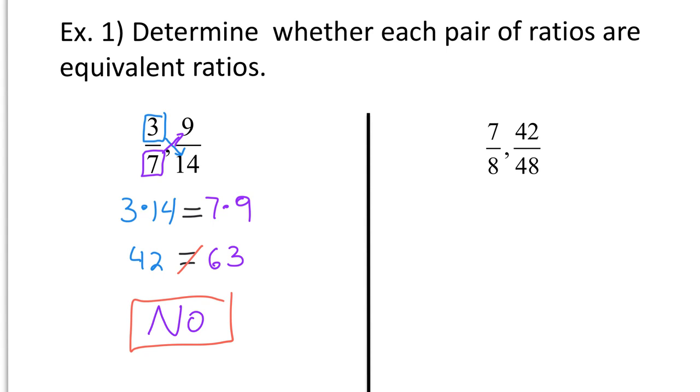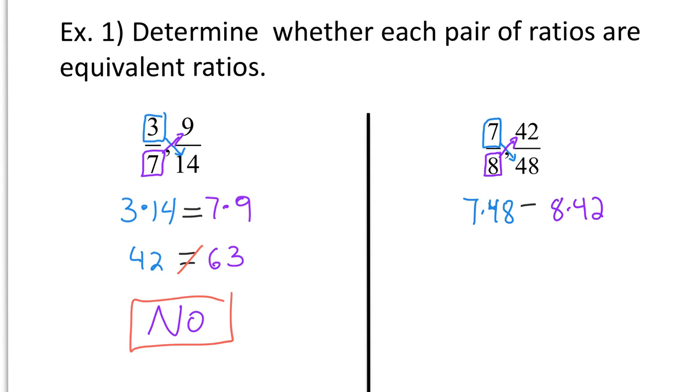Let's try the next example here. I'm going to do the same thing. I want to check if 7 over 8 is equivalent to 42 over 48. So I'm going to cross multiply. I'm going to take the numerator of the first fraction and multiply by the denominator of the second, so 7 times 48. And I'm going to take the denominator of the first fraction and multiply by the numerator, 8 times 42.